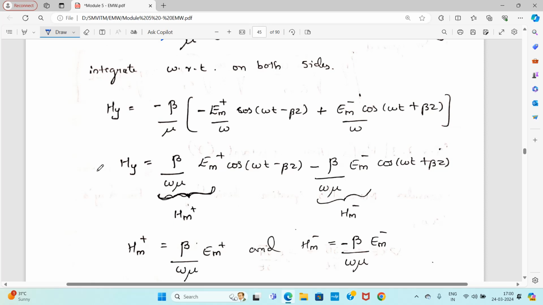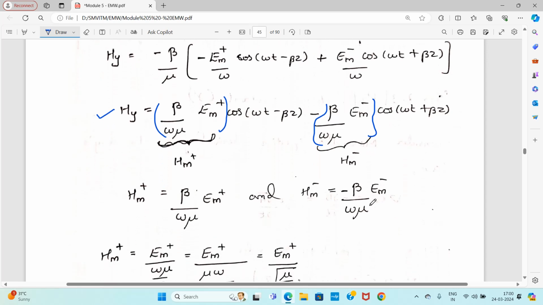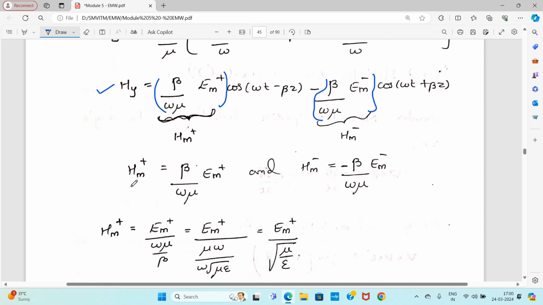Once you reach this step, next what they have done is they're comparing. This part of the equation can be written as H plus, and this is also the magnitude, right? This can be written as H minus. From there, I'm going to get the relation between E and H. So H plus is nothing but β by ωμ times Em plus. Hm minus is minus β by ωμ times Em minus.